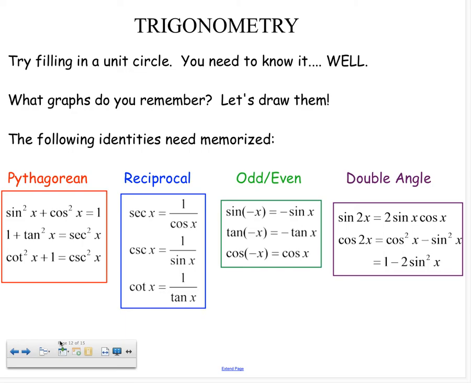What graphs do you remember? Do you remember what sine looks like? Do you remember what cosine looks like? Tangent, secant, cosecant, cotangent. You need to draw all those. I would say that you need to be able to draw sine and cosine particularly well. You need to know tangent also. On the reciprocal functions, just be able to get to those within a step or two. If you need to go look those up, go do it. They can all be found very easily online.